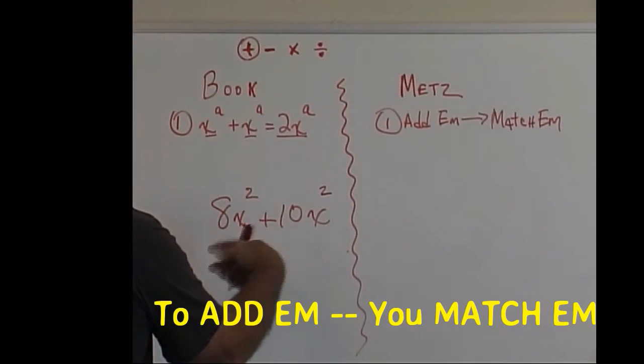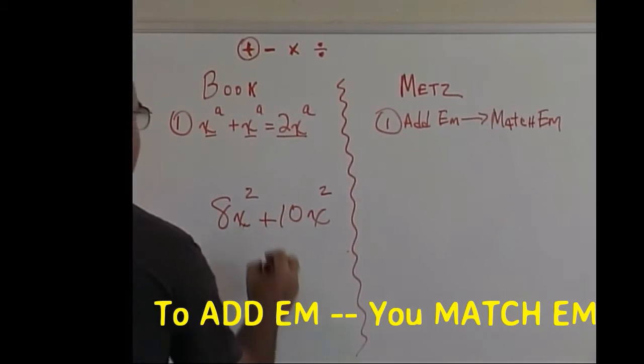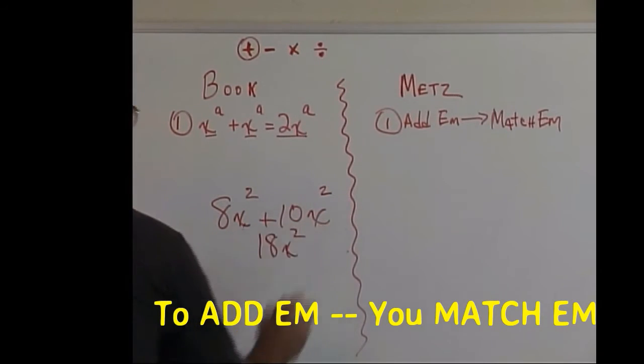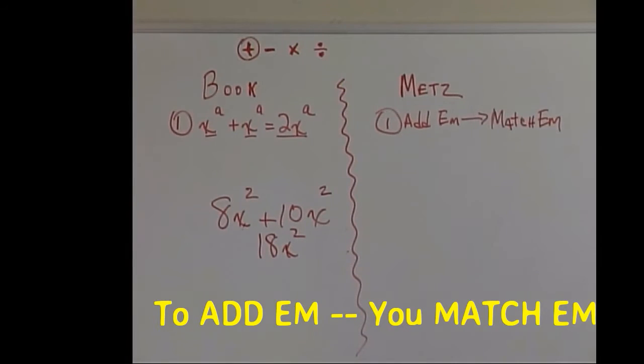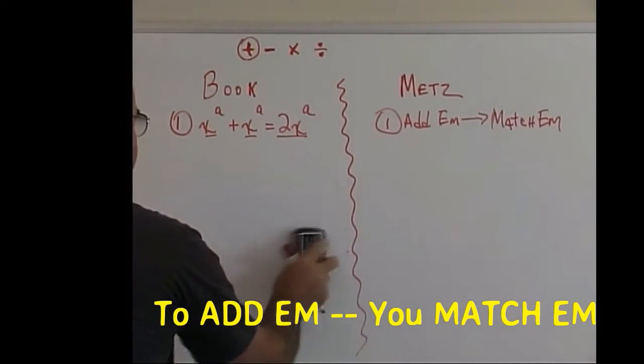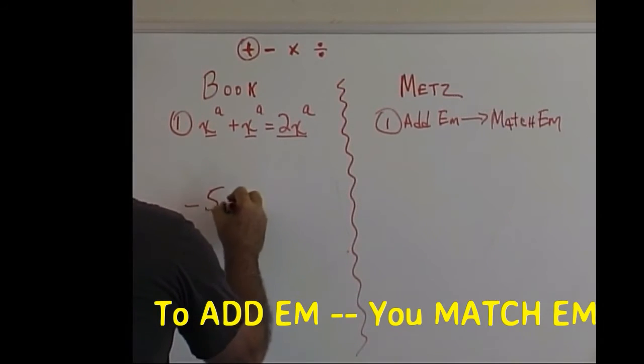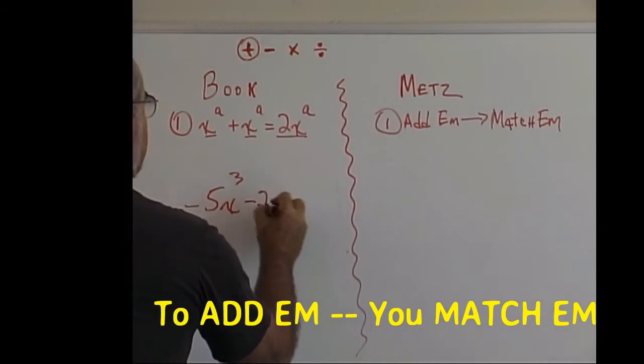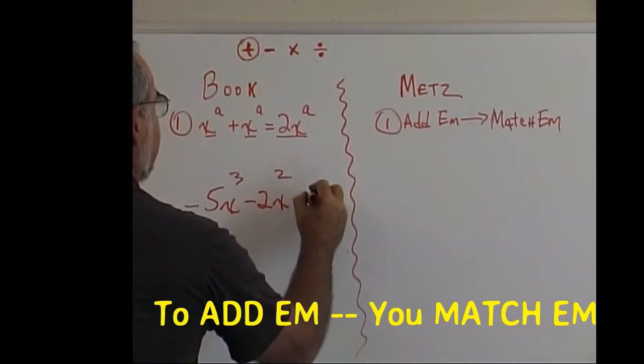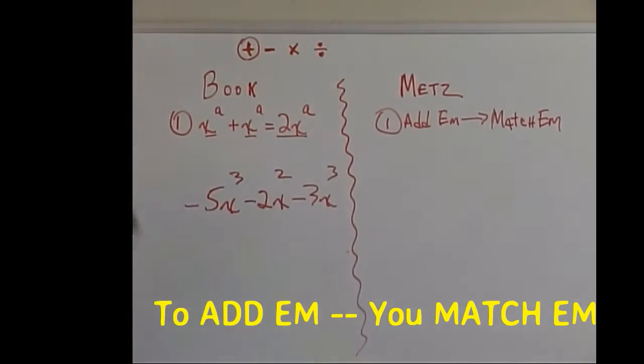What we want to do is take this polynomial and try to simplify it. And in this case, we can. We turn it into a monomial. 8 of these things called x squared and 10 of these things called x squared give us 18x squared. Very, very simple. Not a problem. I don't think you're going to have any trouble at all with it. Now, let's do one or two with the confusion of signs. So let's suppose I had a negative 5x to the third minus 2x squared minus 3x to the third. And I say simplify. How do you do this problem? Well, this is a trinomial that could be turned into a binomial.